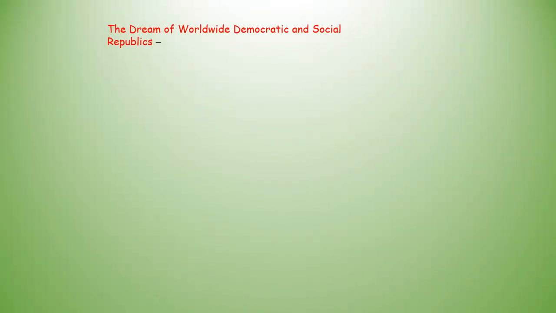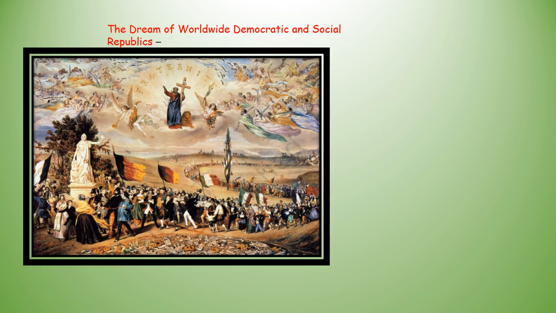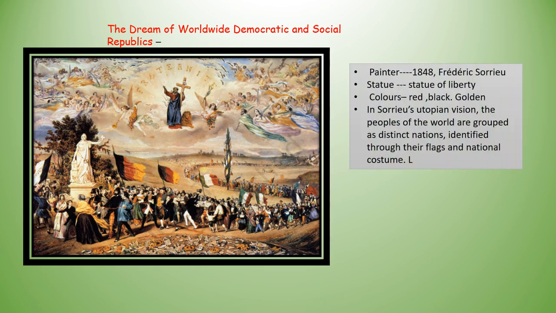Now children, let's look at the first picture. The dream of worldwide democratic and social republic. This picture was painted in the year 1848 by a French artist called Frédéric Sorrieu. It shows men and women of all ages and social classes marching in a long train, offering homage to the Statue of Liberty as they pass by it. The Statue of Liberty represents the freedom of the people.